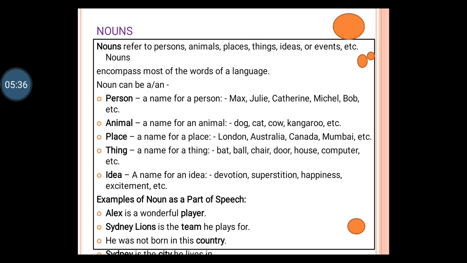So nouns encompass most of the words of a language. That is to say that we have so many nouns in all the different languages that we know. And nouns seem to form the most words in many languages, including English language. Nouns form the most words.